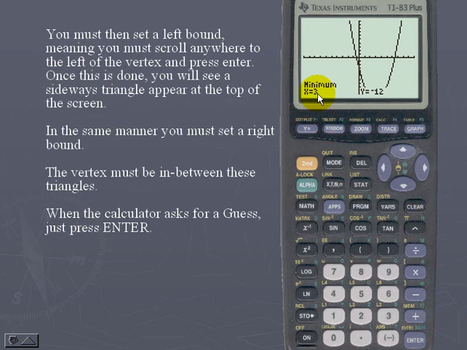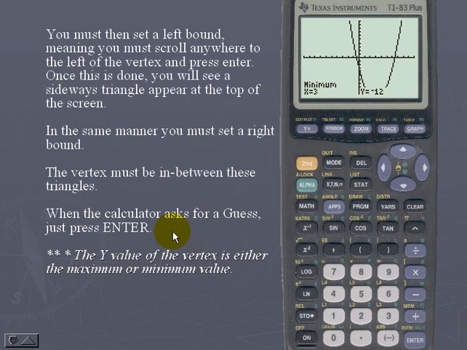So notice that the vertex is (3, negative 12). Just a side note, the y value of the vertex is either the maximum or the minimum value. So for this particular graph, we would have a minimum at negative 12.